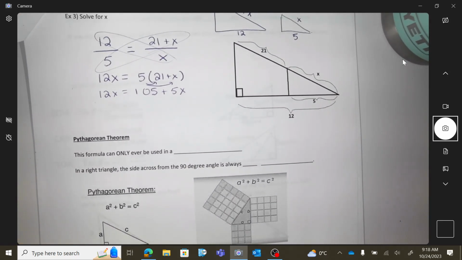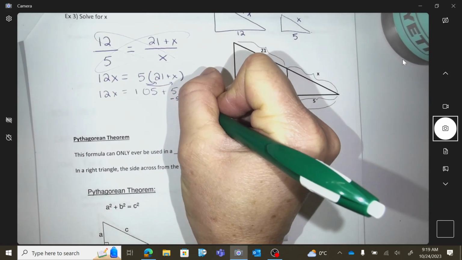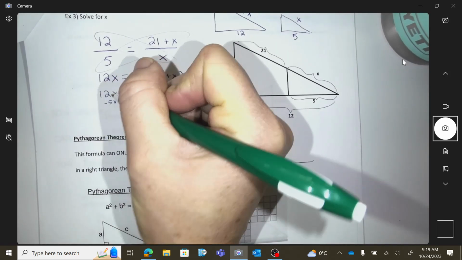And how do we work to solve this? What would be a good algebra maneuver here? Bring the x's to one side. So I'm going to do a minus 5x.